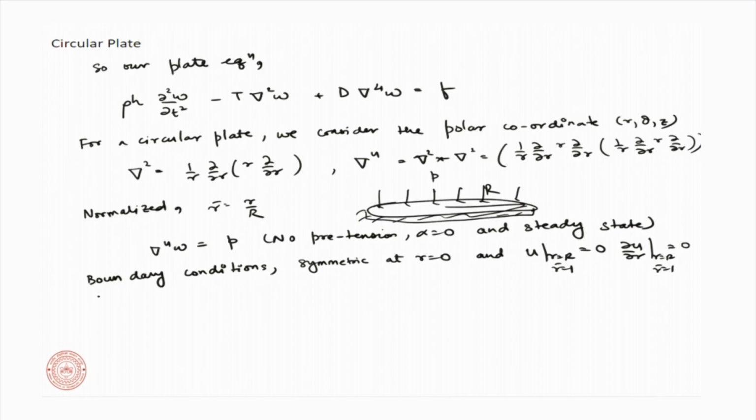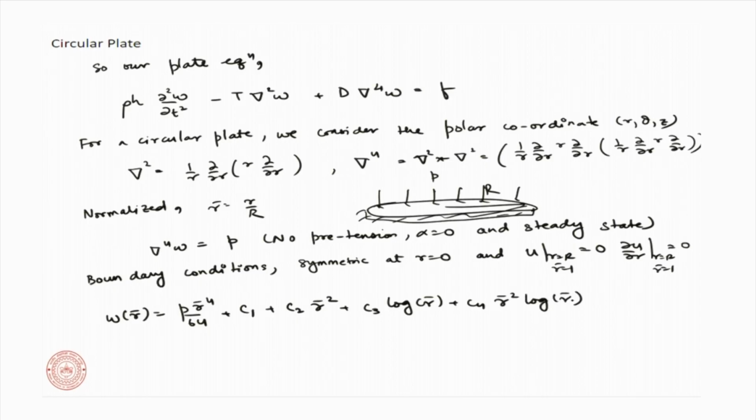All right. So if we integrate this 4 times, what we will get is w as a function of r bar equals p r bar to the power 4 over 64 plus C 1 plus C 2 r bar square plus C 3 log of r bar plus C 4 r bar square log of r bar. Now, from the symmetry conditions we can get rid of C 3 and C 4, so C 3 equals C 4 equals 0 from the radial symmetry.